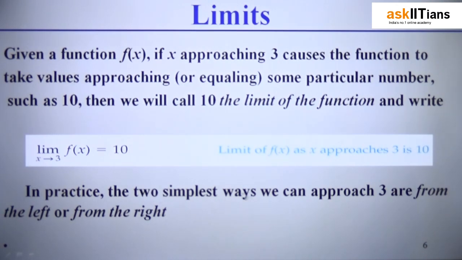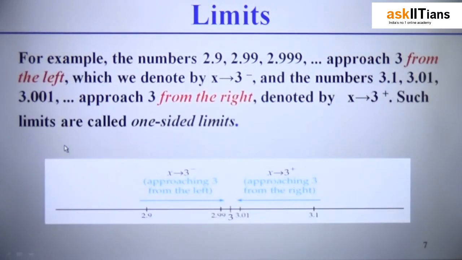In practice, the two simplest ways by which you can approach 3 are either from the left hand side or from the right hand side. So let's see how we approach limits. For example, the numbers 2.9, 2.99, 2.999 approach the numerical value 3 from the left, denoted by x tending to 3 minus, and the numbers 3.1, 3.01, 3.001 and so on are approaching 3 from the right, denoted as x tending to 3 plus.